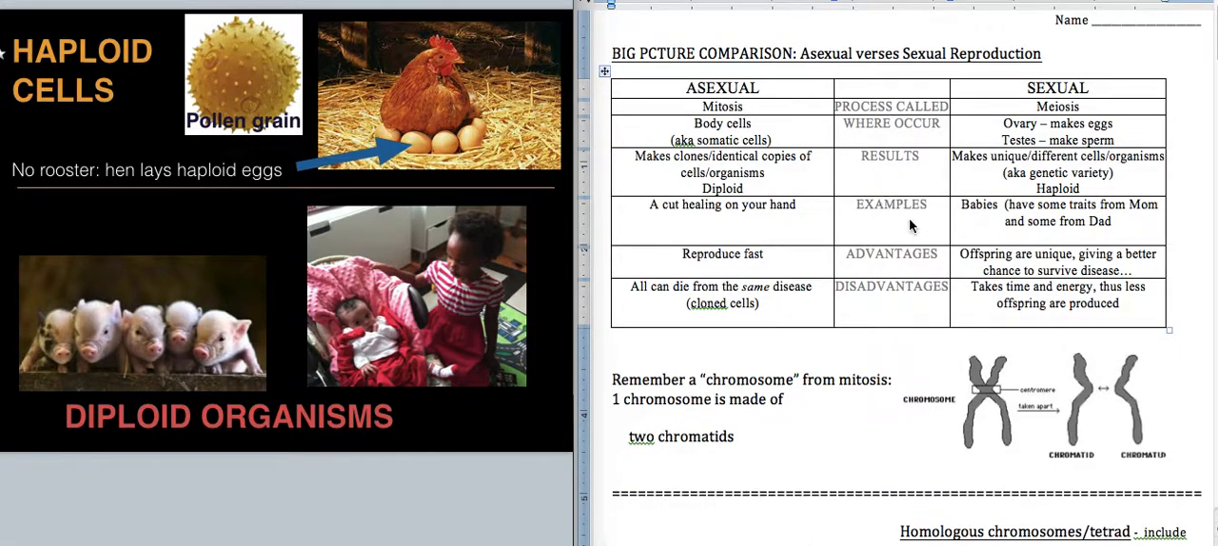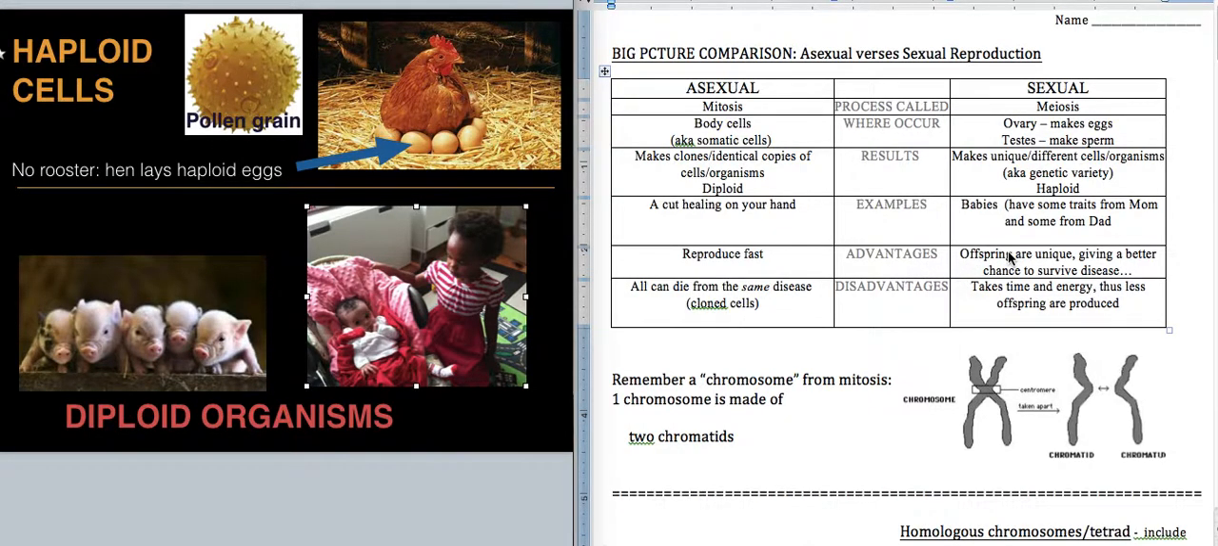Examples of meiosis is babies. Babies have some traits from their mom and some traits from their dad. Just like over on the left here, these 2 beautiful little girls, they are siblings. You can see they have similarities between them, but they're also different individuals because they each got a different combination of genes from their parents. And that is the advantage.